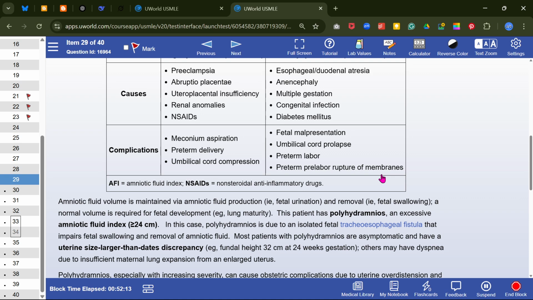This patient has polyhydramnios, excessive amniotic fluid, more than 24 centimeters. In this case, polyhydramnios is due to an isolated fetal tracheoesophageal fistula that impairs fetal swallowing and removal of amniotic fluid. Most patients with polyhydramnios are asymptomatic.